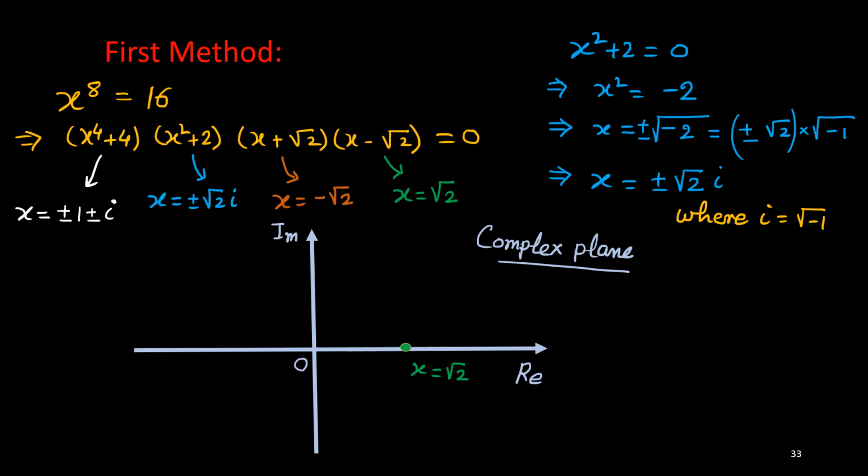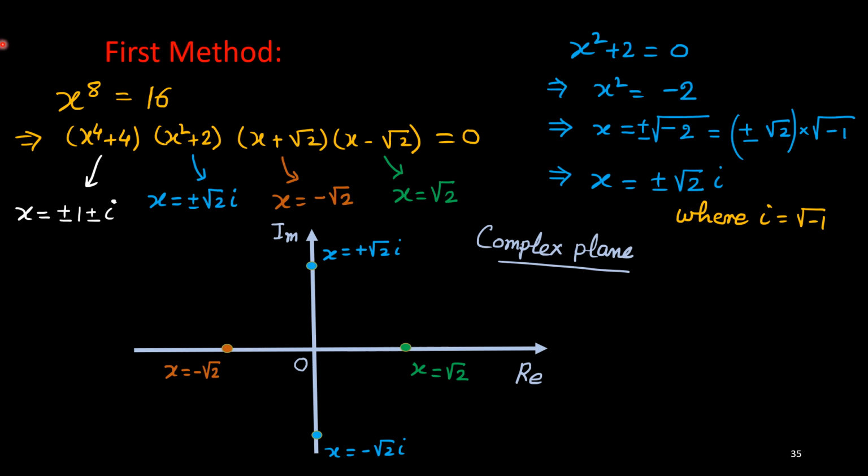Okay, center point. Next, the second one, x equal to minus square root 2, is on the negative side. It is also real, on the real axis. So two solutions we have got, and they are real. One is x equal to square root 2, the other is x equal to minus square root 2. Next, these two solutions, x equal to plus minus square root 2i, are perfectly imaginary. This is here, plus square root 2i. Another one is minus square root 2i.